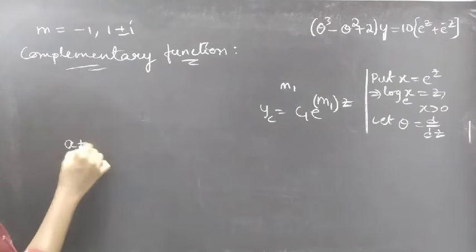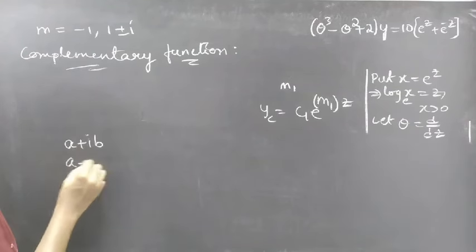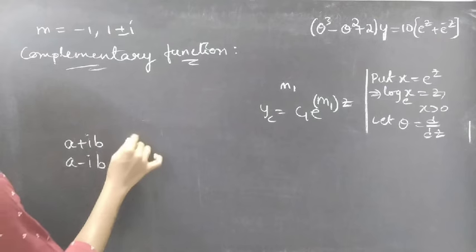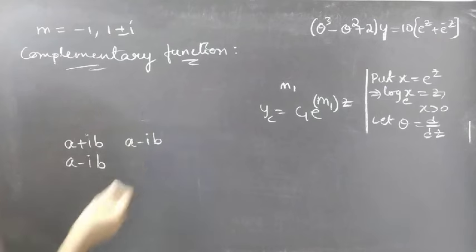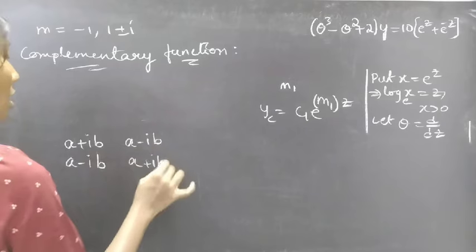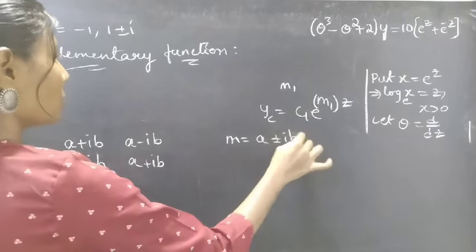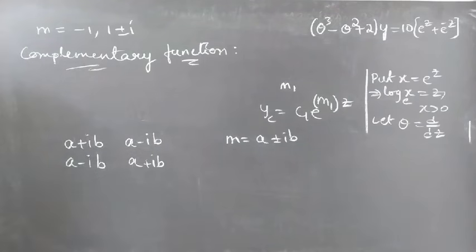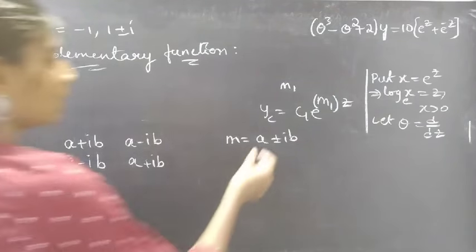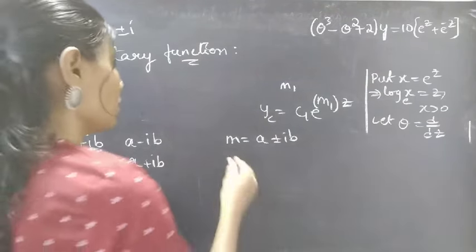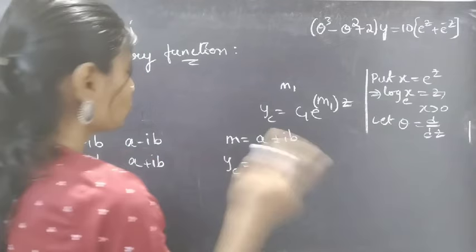We know that a plus ib is a complex number, then its conjugate is a minus ib. Likewise, if a minus ib is a complex number, its conjugate will be a plus ib, right? Then we can call m equals a plus or minus ib a pair of complex conjugate roots. If we get a plus or minus ib roots, then yc will be, we need two constants, right?